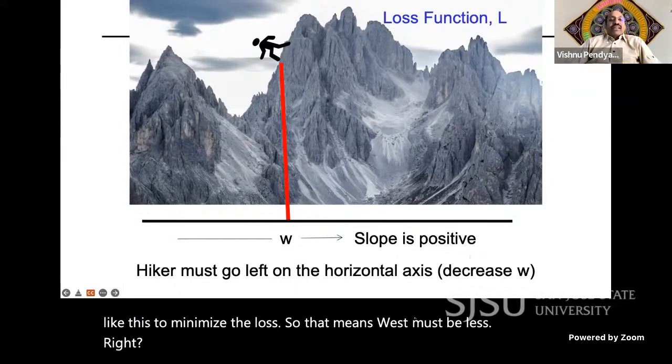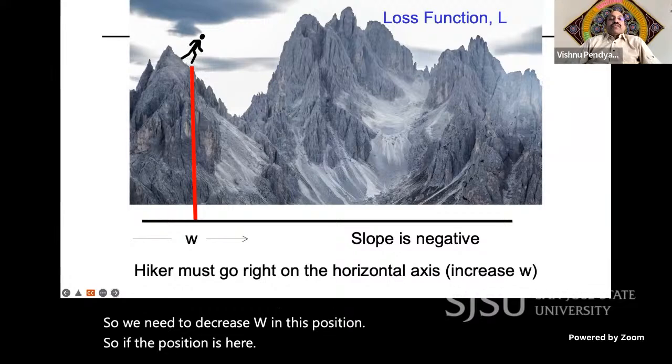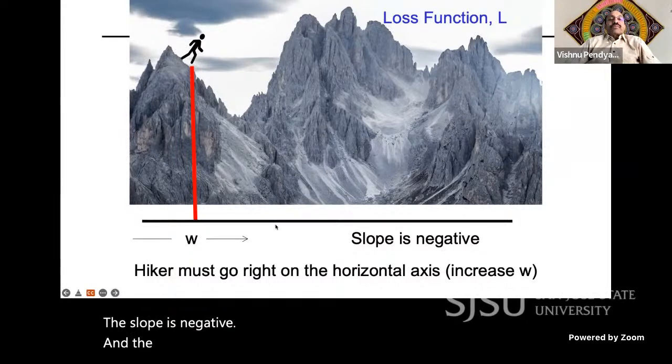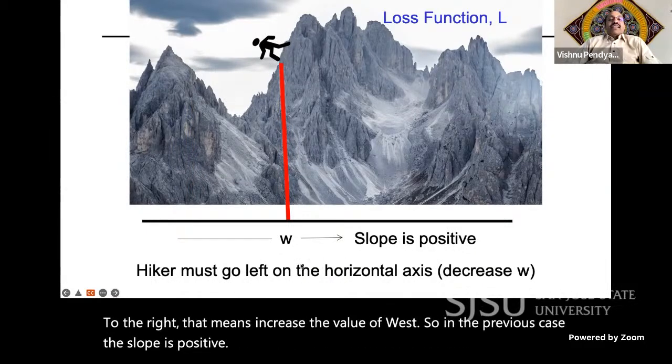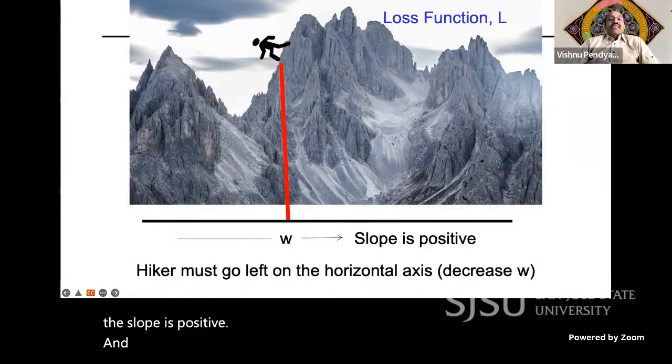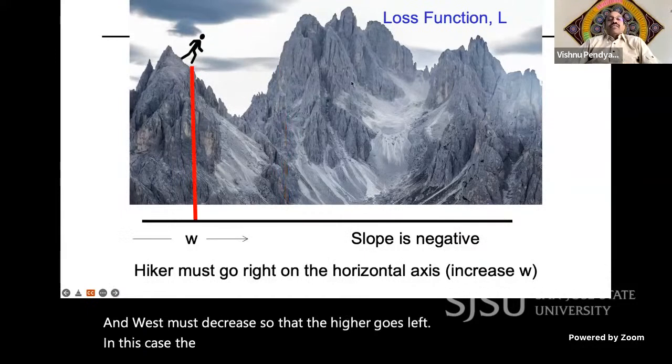So we need to decrease W in this position. If the position is here, the slope is negative, and the hiker must go to the right. That means increase the value of W. In the previous case, the slope is positive, and W must decrease so that the hiker goes left. In this case, the hiker goes right, the slope is negative, and we need to increase W.